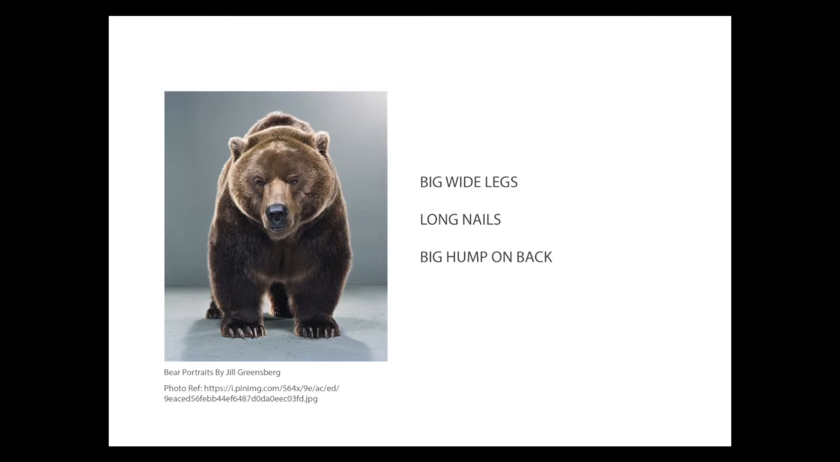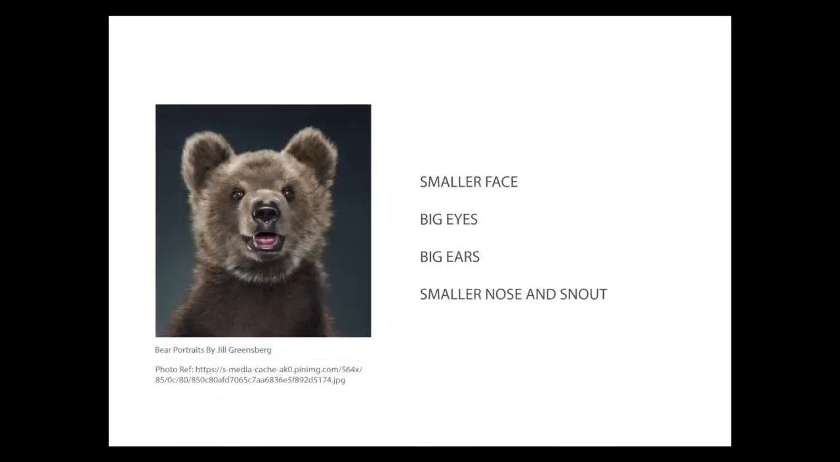And of course, if we look at the body of a bear, it has big wide legs, long nails, and a big hump on its back. These are, again, very iconic elements that you will introduce throughout your various character designs. And now, of course, let's not forget to show a cute little bear cub as well. Bear cubs are much younger, so they do have a smaller face, but their eyes are very big and their ears are very big compared to their face.